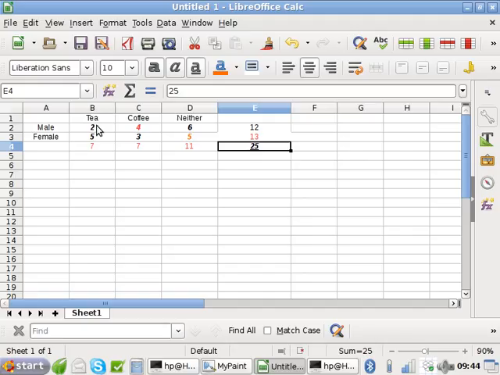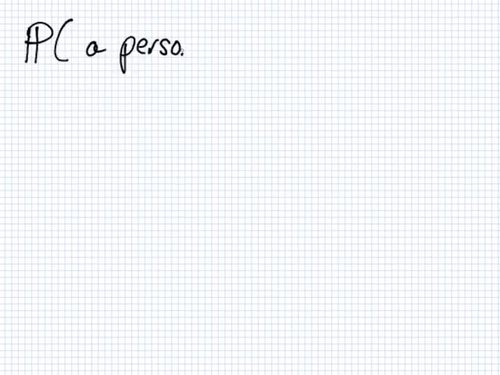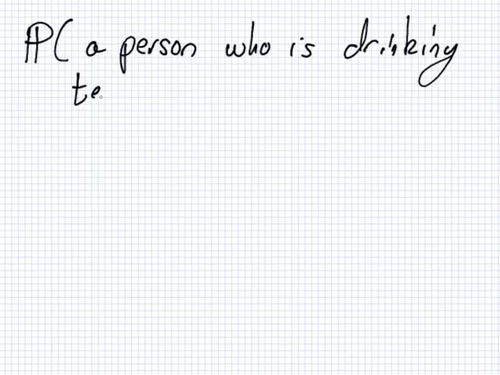Okay, so my question now, let me write it down. Well, first, if you need to copy the table, do that. I'll go back to the table if you need to. So I want to know the probability that a person who is drinking tea is a woman.